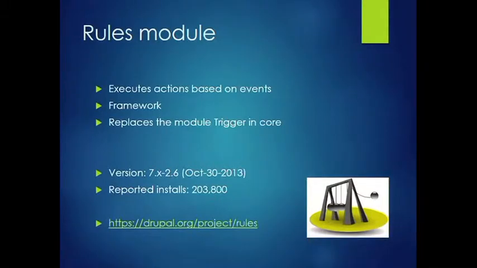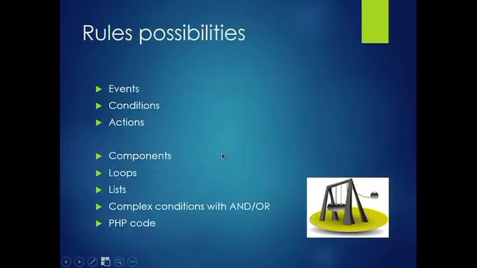Now, the rules module is a module that acts based on certain events. It's a very extensive framework, which we'll see later on, and it replaces the trigger module. In Drupal core, there's a trigger module, which is very basic compared to Drupal rules. And rules is currently at version 2.6 from October last year. It's used on 200,000 websites.